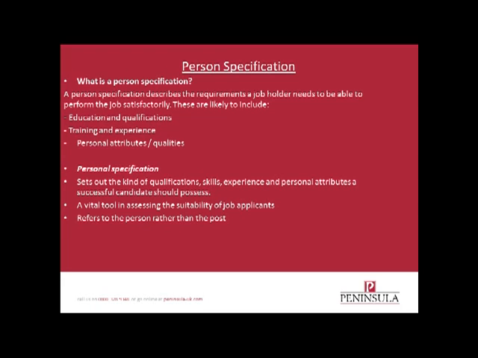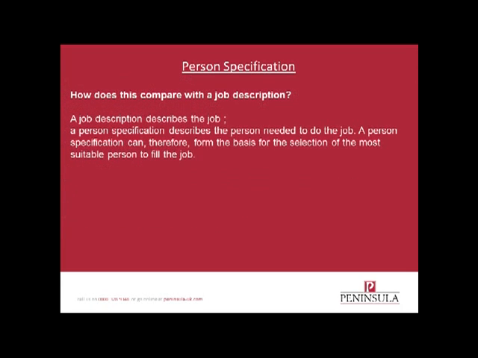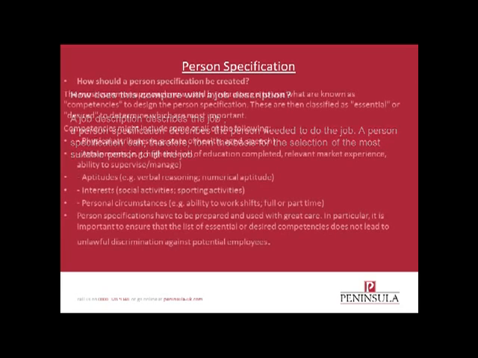It's a vital tool in assessing the suitability of a job applicant, and it refers to the person, not the post. So it doesn't talk about the job description, it's actually the type of person you require for that job, and that is what you would use. That's for you to use to get the right person for the right job, because you can refer to it and tick off the education, qualifications, training, experience and personal attributes. So a person specification describes the person needed to do the job. A person specification can, therefore, form the basis for the selection of the most suitable person to fill the job.